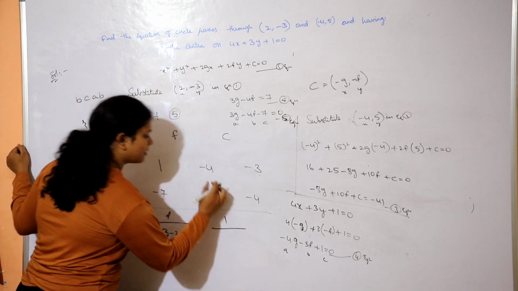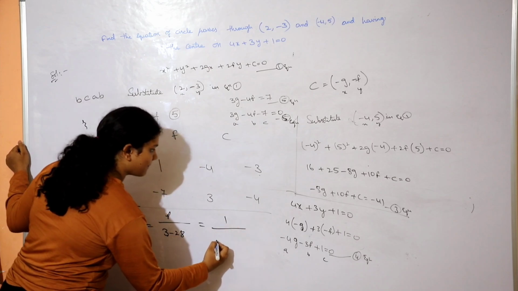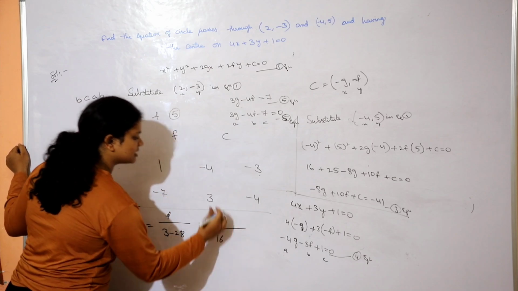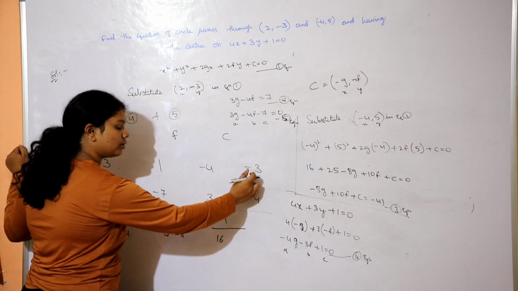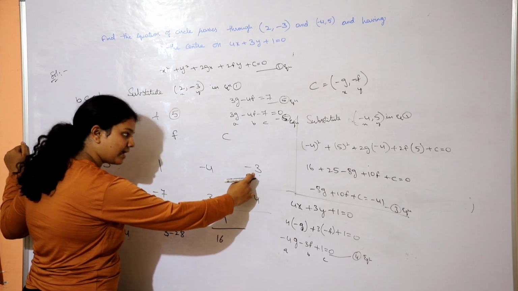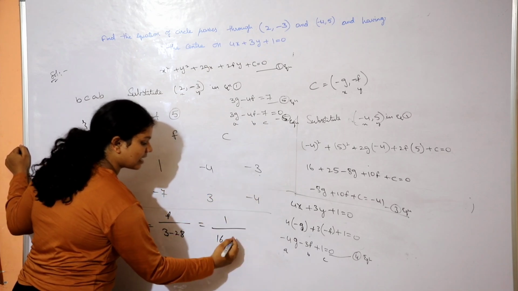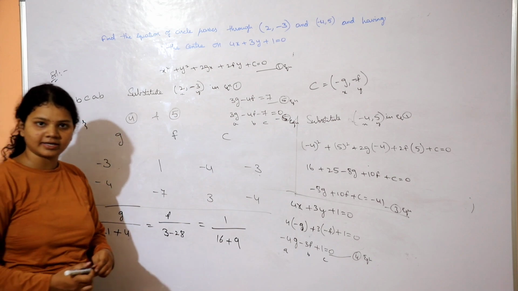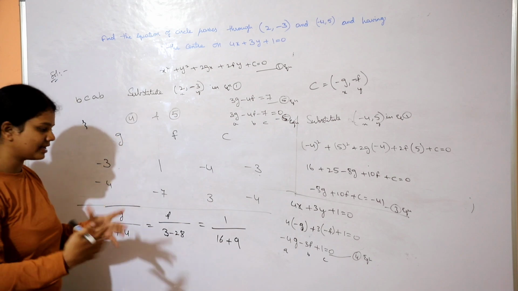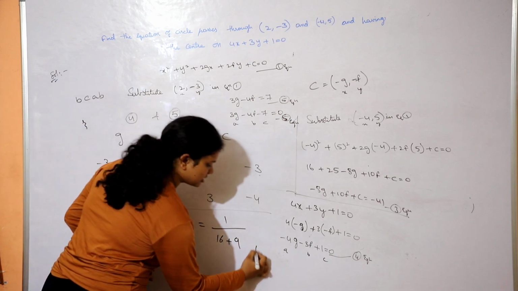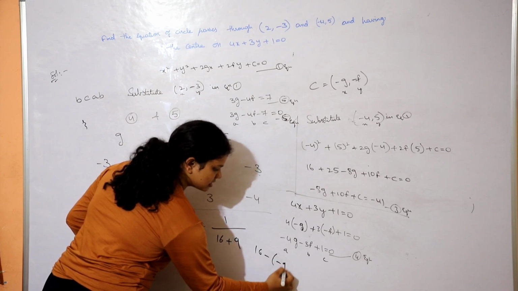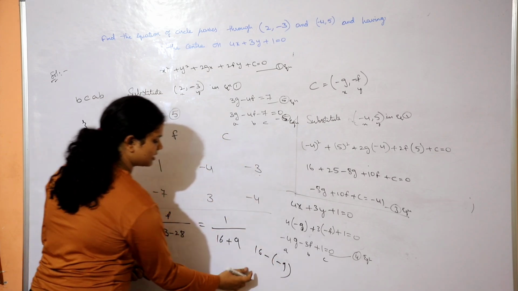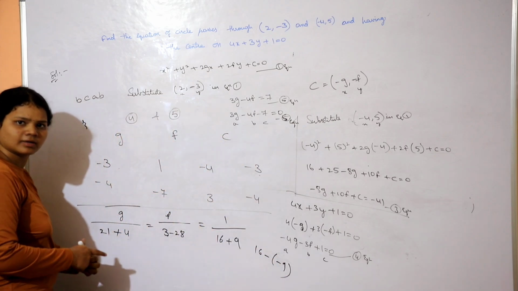1 upon minus into minus is plus, so this becomes plus 16. And again here 3 into minus 3 becomes minus 9. Already minus exists, as I have said, so this becomes plus 9. Are you getting it? So 16, already minus exists. So minus 9 we got, and minus into minus is plus. That's what I wrote, a plus 9. Clear?